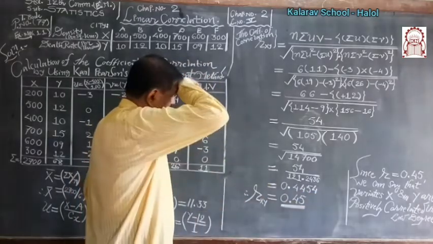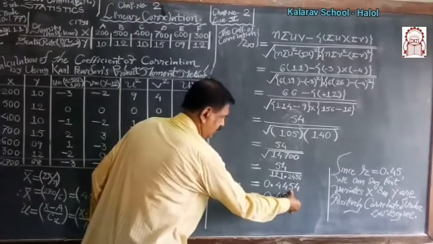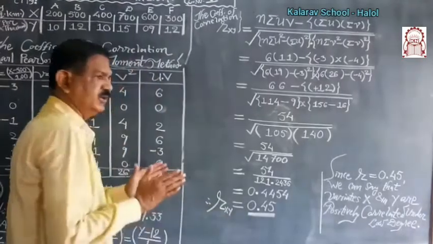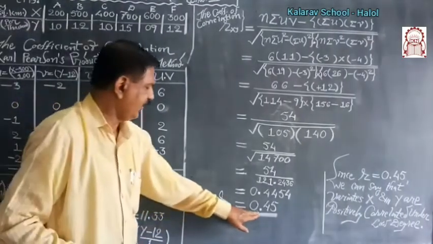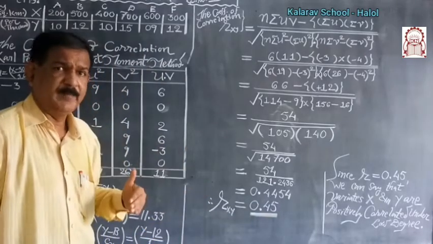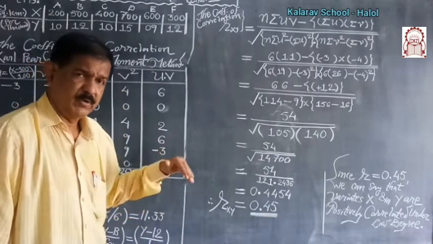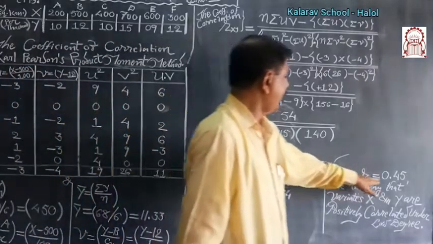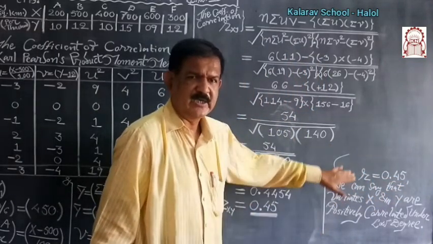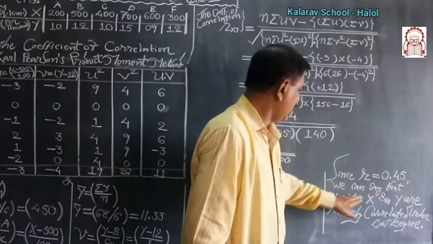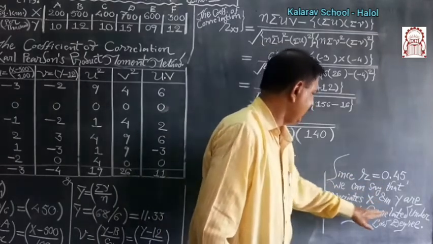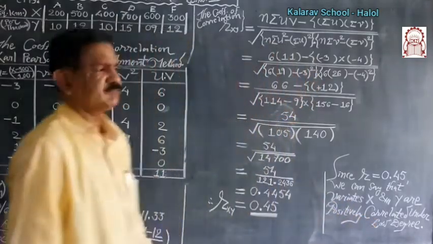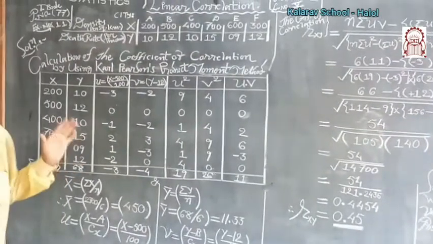The answer becomes 0.4454. As the third digit after the decimal point is 5, which is 5 or more than 5, our final answer would be Rxy, the coefficient of correlation, 0.45, which is below 0.50, and that is why positive correlation is there, but of a slightly low degree. Since R is 0.45, we can say that variables x and y are positively correlated under low degree. This is the important method.